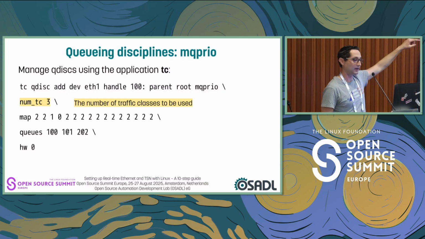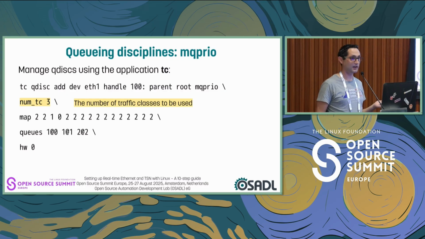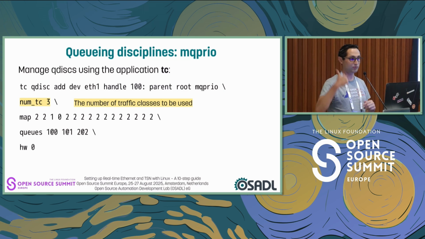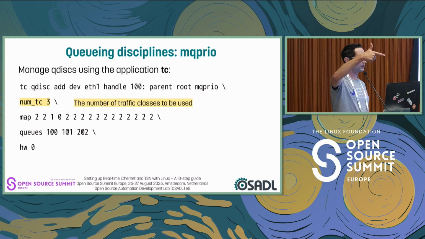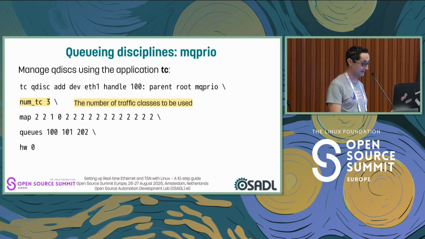Okay, so I think the first setting here: we're using a queuing discipline which is called mqprio. With that, we can set up a number of traffic classes. Remember, we had 3 traffic classes: critical traffic, one for PTP, and another one for all the non-critical traffic. So 3 traffic classes. That's easy to understand.